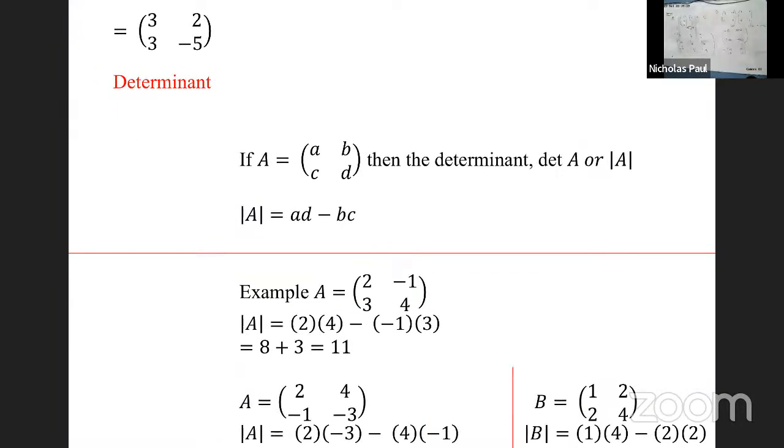I'm not doing simultaneous, right? We'll do some past papers after this.